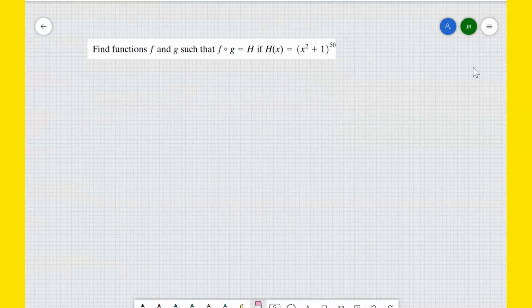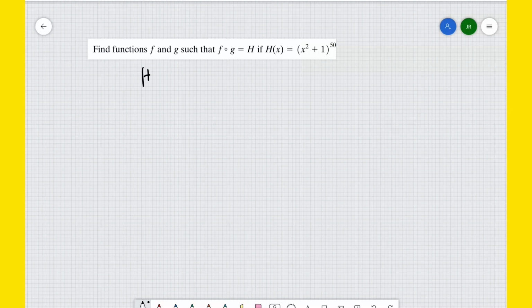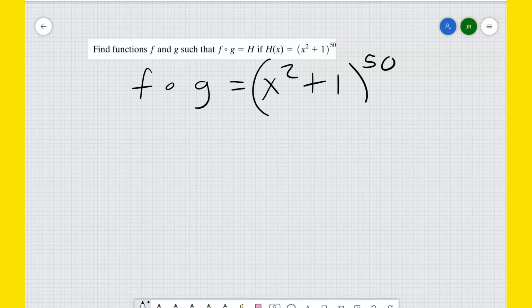So we've got f of g is equal to x squared plus 1 to the 50th. This is not going to be too hard. It's not as hard as you might think it is. So we're trying to find f and g such that if you plug g into f, you get x squared plus 1 to the 50th. So think of g as the smaller inside piece of the function, and f as the bigger picture function. So g is the smaller inner piece, and f is the bigger outer picture.